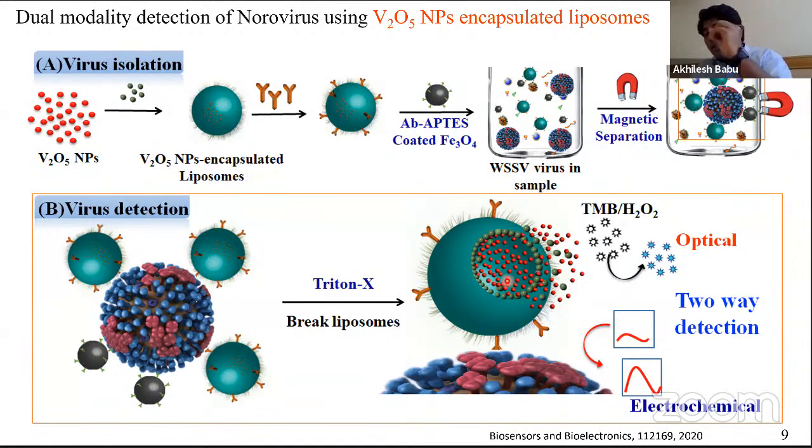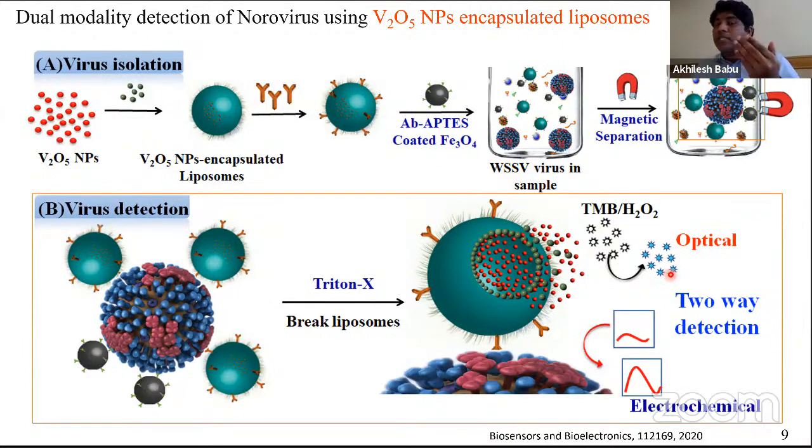So these V2O5 nanoparticles, released from the liposomes, helped in the determination of the optical signal, that is the oxidation of TMB in the presence of H2O2. So TMB was oxidized and blue color was developed.